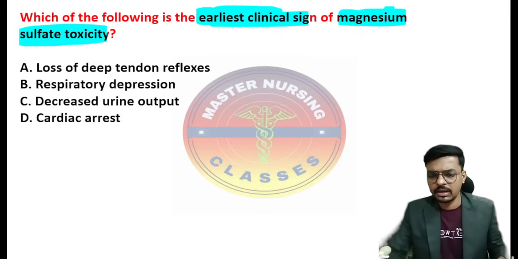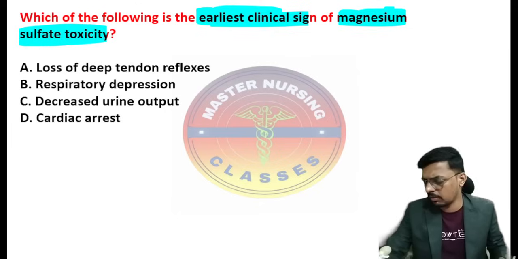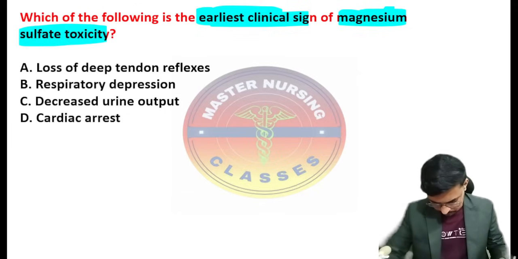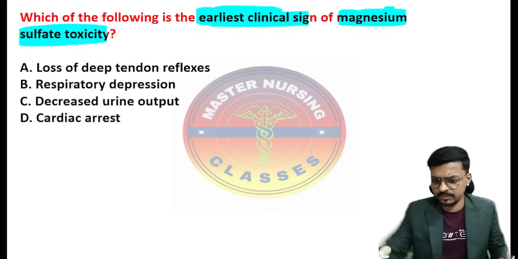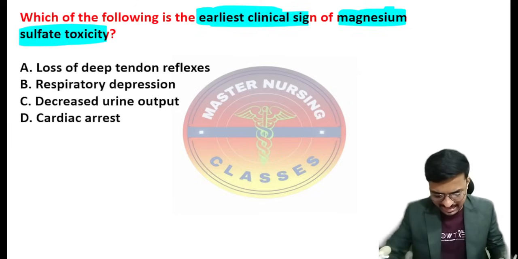Option A is loss of the deep tendon reflex. Option B is respiratory depression. Option C is decreased urinary output, and option D is cardiac arrest. What is the correct answer? Loss of deep tendon reflex, respiratory depression, decreased urine output, or cardiac arrest? What is the earliest clinical sign of magnesium sulfate toxicity?